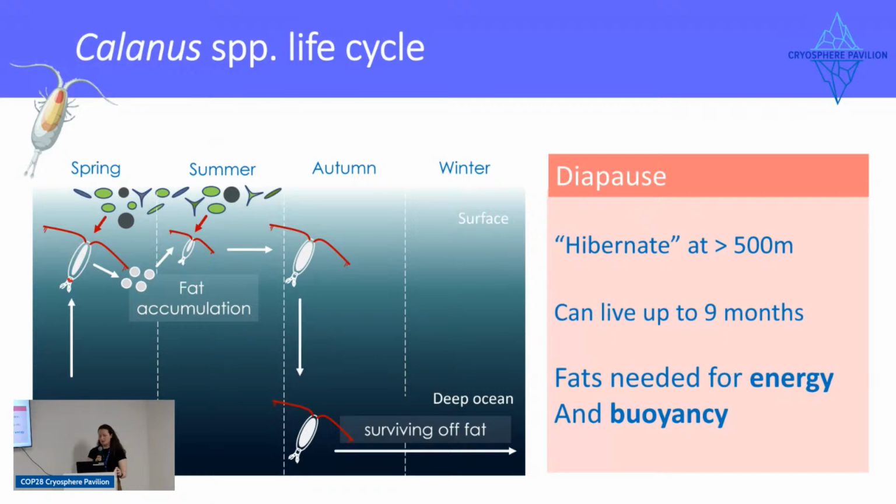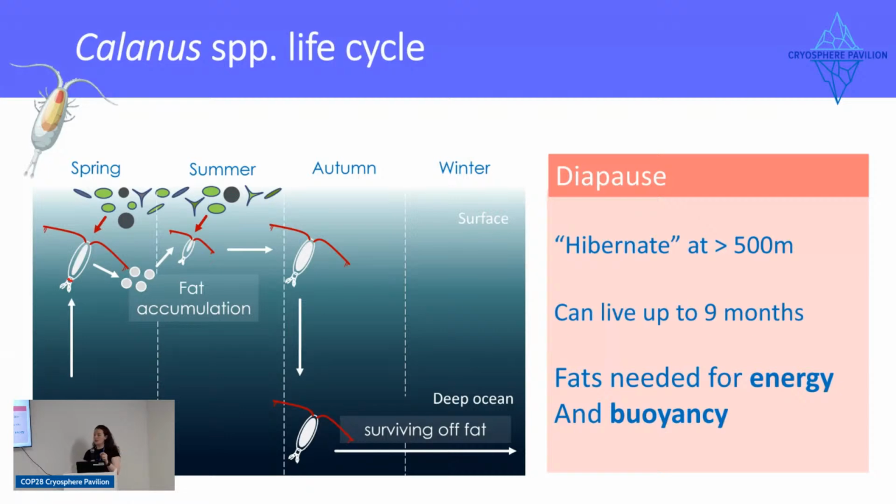Calanus, the species that I was talking about before, that's very fat, has a very specific life cycle. So in spring and summer, it eats as much of those single-cell phytoplankton as possible. It accumulates a huge amount of fat and a huge amount of that healthy omega-3 fat. And then in autumn, when there's no more food, they migrate to depth. So they swim down to depths of greater than 500 meters. You can find them at depths of 2,000 meters.